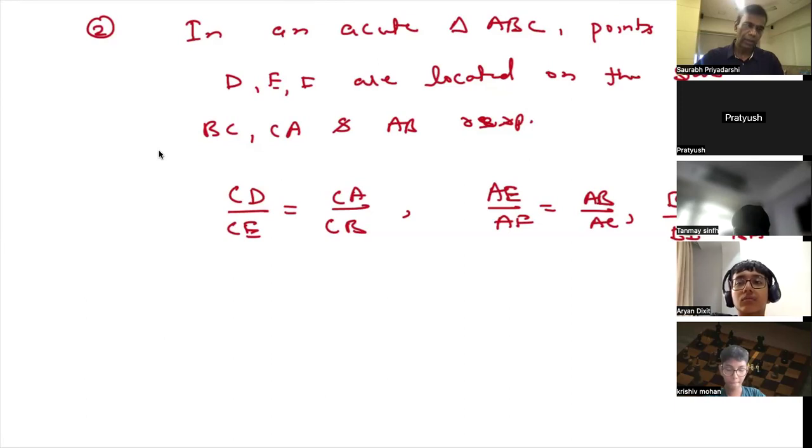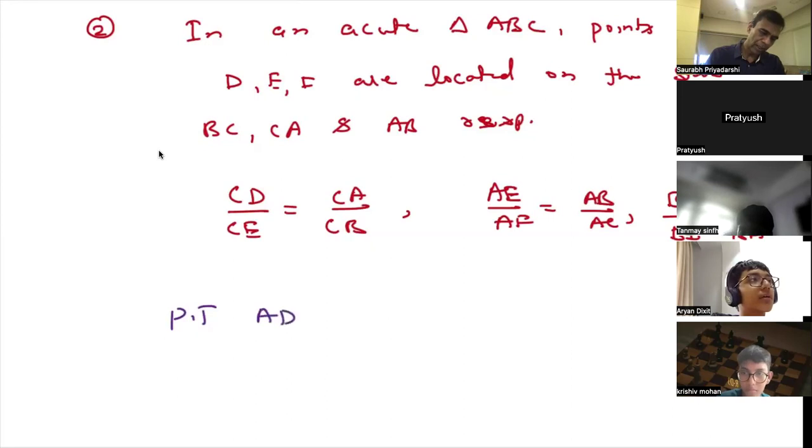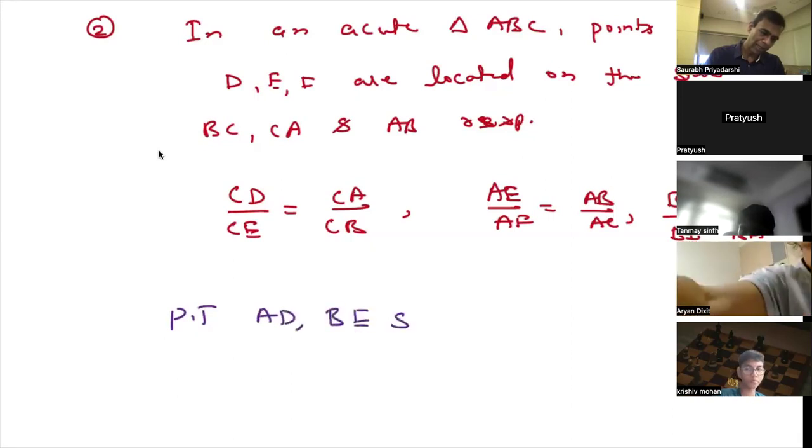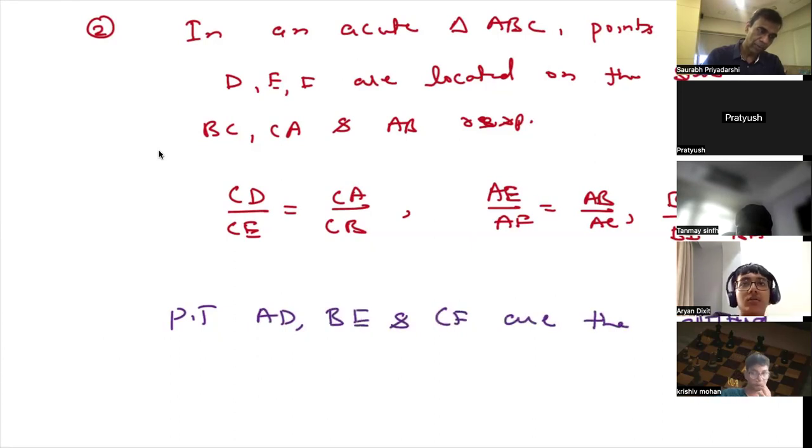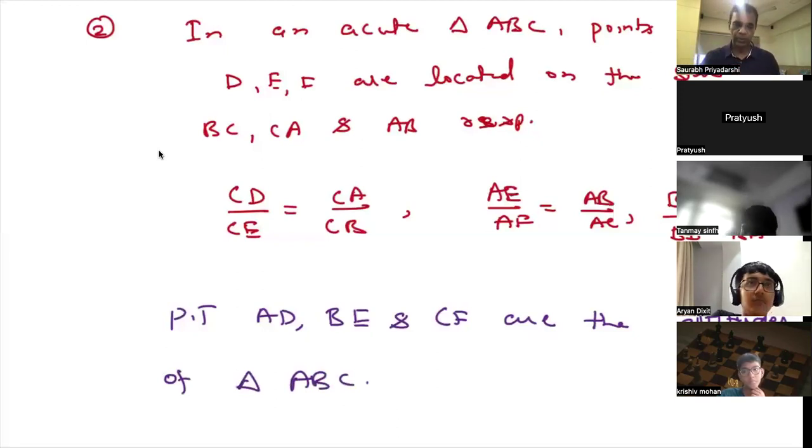Done. Then what you have to prove is prove that AD, BE, and CF are the altitudes of triangle ABC. Right? Okay, everyone? Done? Yes, sir.